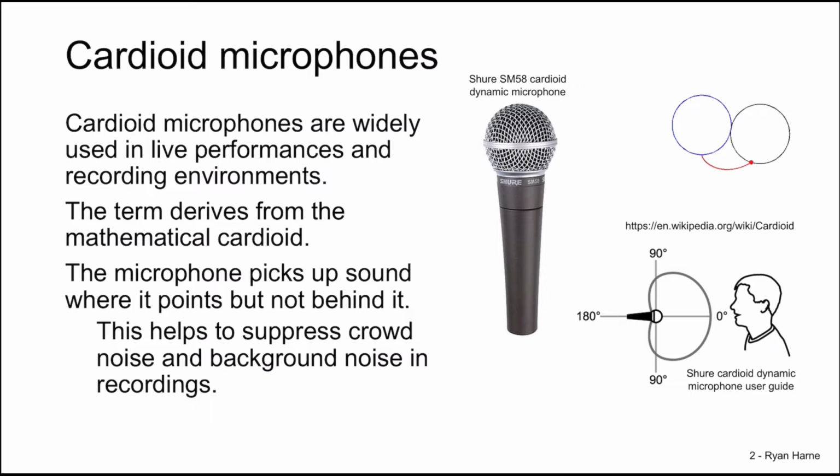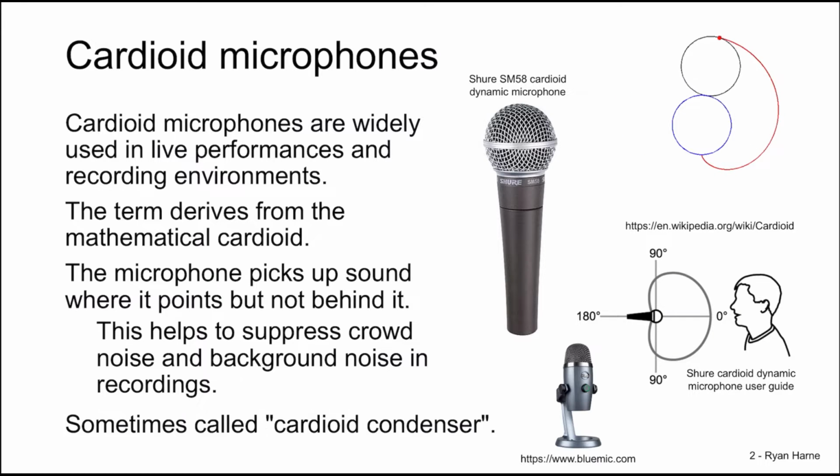This is due to the fact that the microphone is positioned in such a way that there are interference passages behind the main diaphragm. So when sound is incident from the front side of the microphone, it constructively interferes. When sound is incident from the side or the back of the microphone, it destructively interferes. So this helps in practice to suppress crowd noise and background noise in recordings. Cardioid microphones are the common variant of microphone we might see day to day. Sometimes these are called cardioid condenser microphones, and they're widely available for desktop use, such as the Blue mics and so on.